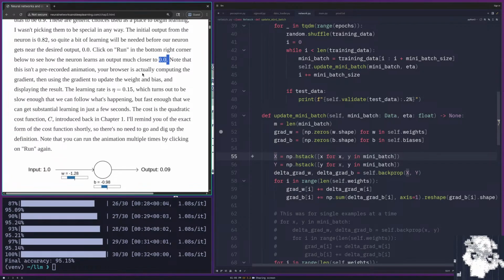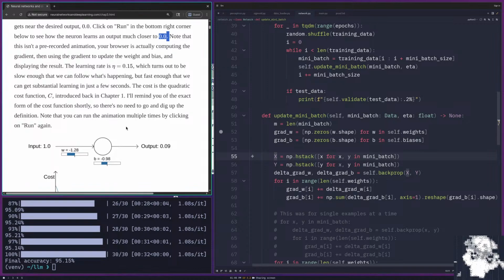Note that this isn't a pre-recorded animation. Your browser is actually computing the gradient, then using the gradient to update the weight and bias and displaying the result. The learning rate is eta equals 0.15, which turns out to be slow enough that we can follow what's happening, but fast enough that we can get substantial learning in just a few seconds.